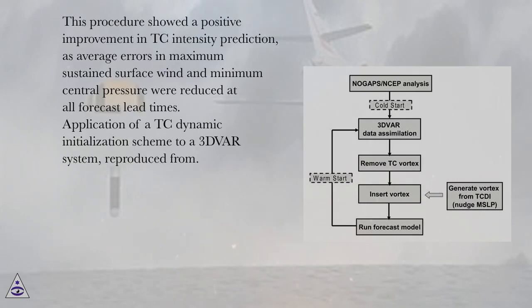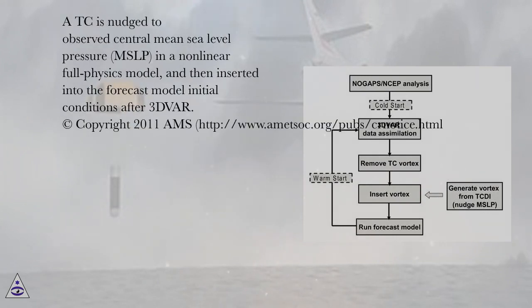Application of a TC dynamic initialization scheme to a 3-var system, reproduced from. A TC is nudged to observed central mean sea level pressure, MSLP, in a nonlinear full physics model, and then inserted into the forecast model initial conditions after 3-var. Copyright 2011 AMS.